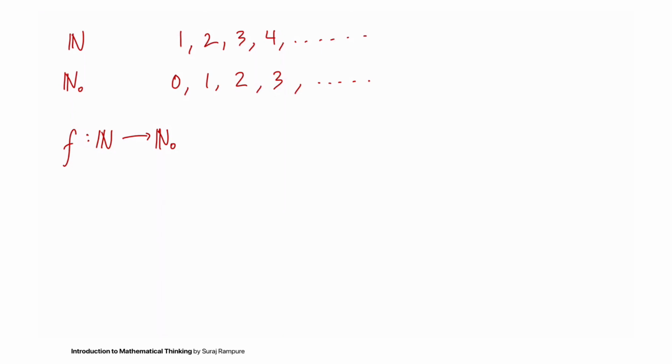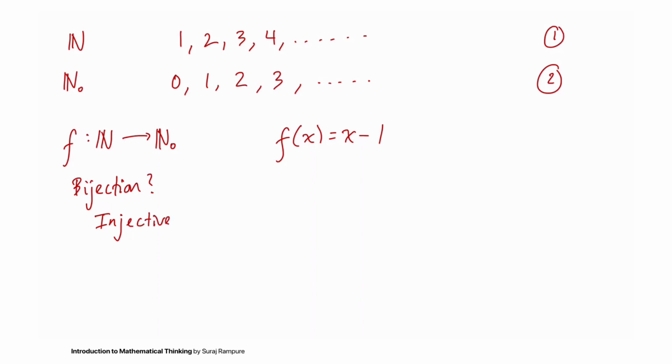After a little bit of thought, we realize that everything in the second row is exactly 1 less than the corresponding element in the first row. So our first guess is that our bijection is the function x minus 1. So it takes in some element x from the set of natural numbers, subtracts 1, and spits out the corresponding whole number. So is this a bijection? Well, to check, we would have to make sure that it's both injective and surjective.